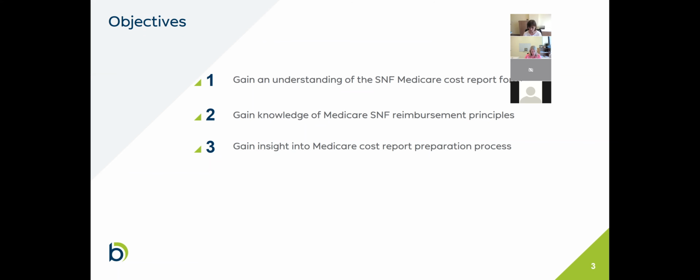We'll also talk about the Medicare SNF, skilled nursing facility, reimbursement principles and things to be thinking about, what you can be reimbursed for on the Medicare cost report. And then talk about the preparation process for the Medicare cost report.